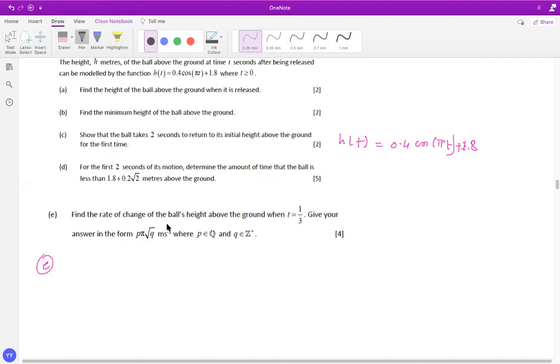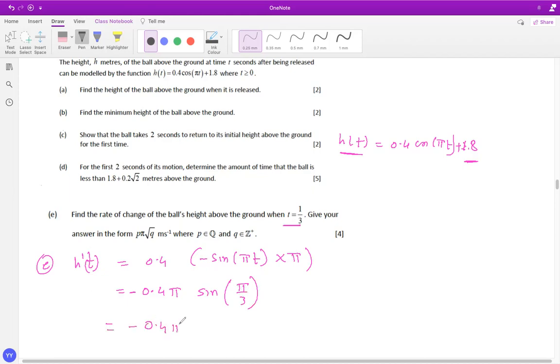For part E, we have to find the rate of change of the ball's height when t is 1 over 3. The rate of change of height is just the derivative. So h dash t is 0.4 times negative sine pi t times pi, and the derivative of 1.8 is 0 anyway. So it's negative 0.4 pi sine pi by 3. Taking t as 1 over 3, that's negative 0.4 pi times root 3 over 2, which is negative 0.2 pi root 3. That's how you find the value of the rate of change of height.